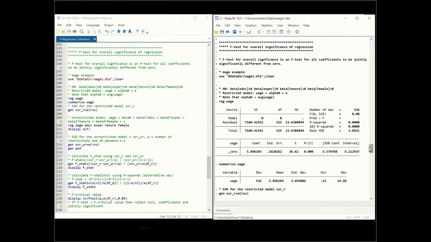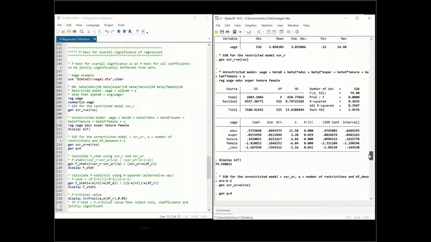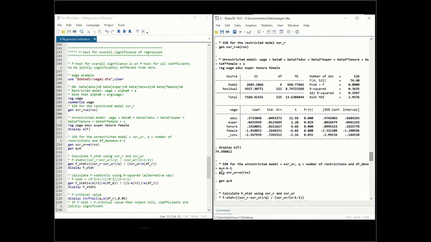So moving on, we are estimating again the restricted model, and storing the sum of squared residuals, and the unrestricted model. For the unrestricted model, if we do display e(F), that is storing basically the F statistic, and it's this number, 74.40. If we look at the regression output, this is exactly this number here. So it's already being given to you.